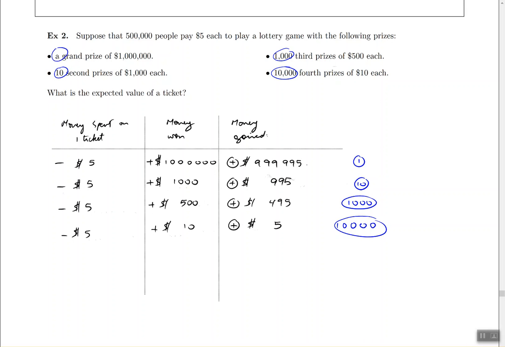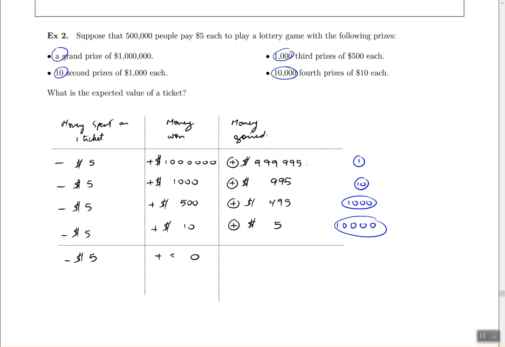All right, is that the only thing that's going to happen? Well, no. There's going to be a lot of losers. Keep in mind that there's a lot of people that play the lottery and don't win anything. So there's a lot of people that are going to spend $5 buying tickets.